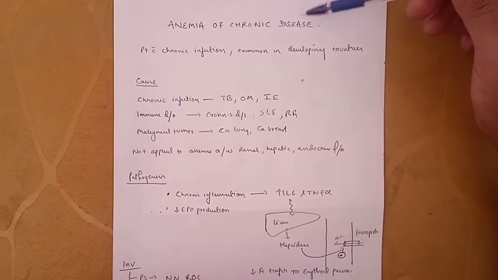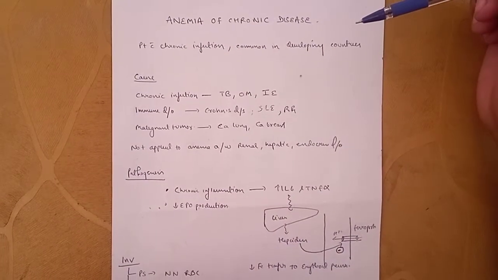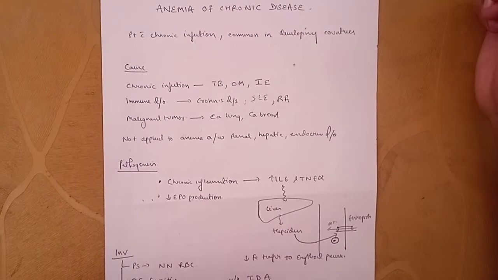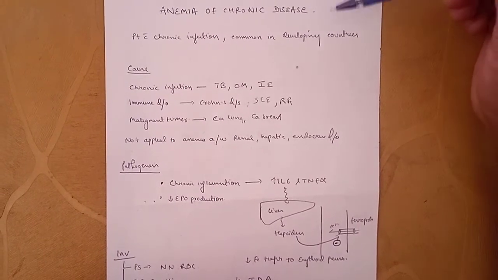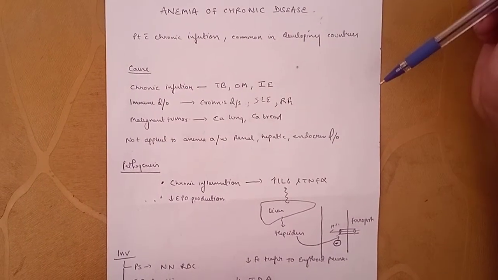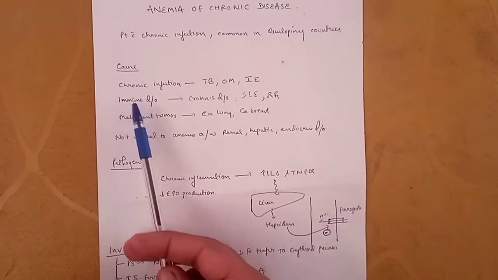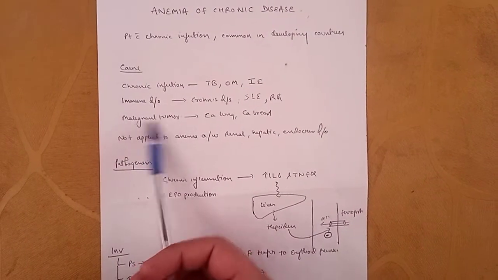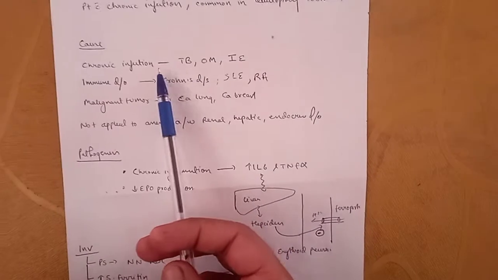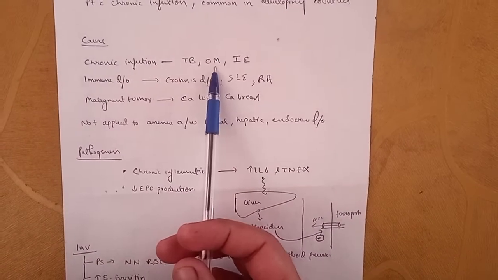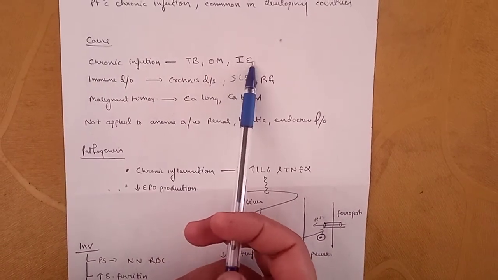Hello everyone. So in this video we are going to talk about anemia of chronic disease, which occurs because of a chronic infection, inflammation, and is common in developing countries. The causes include chronic infection, immune disorder, malignant tumor. Chronic infections that are common in India are tuberculosis, osteomyelitis, and infective endocarditis.